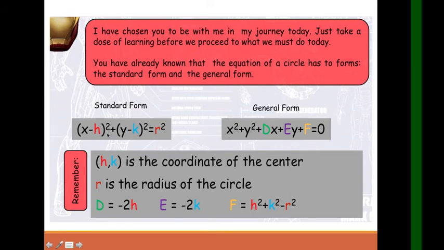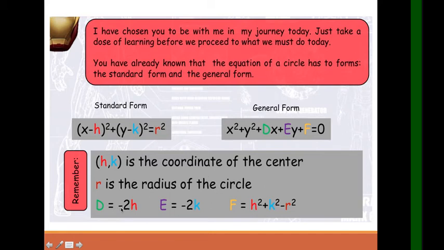The standard form of a circle is (x - h)² + (y - k)² = r², while the general form is x² + y² + dx + ey + f = 0. H and K is the coordinate of the center, or we call this the vertex. And it is the center of the circle. R is the radius of the circle.